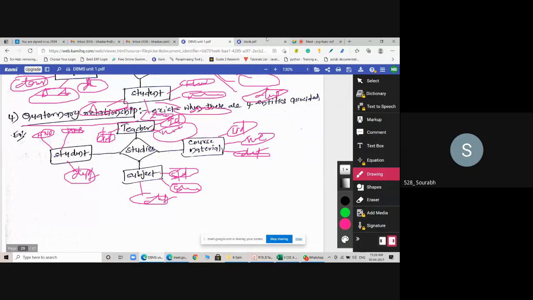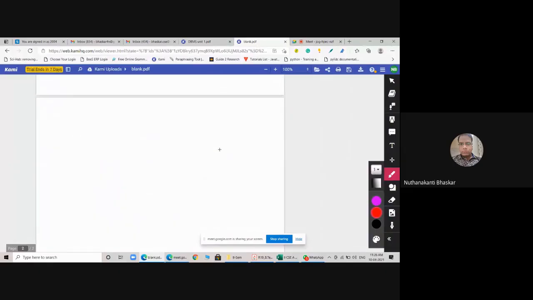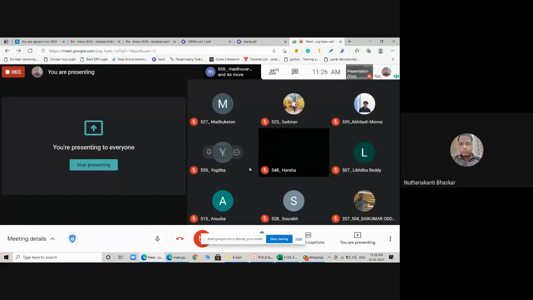Director directs movie. Okay. That is not quaternary. Director directs movie is a binary relationship. Quaternary means four entities are going to associate with one relationship. So that is a quaternary relationship.